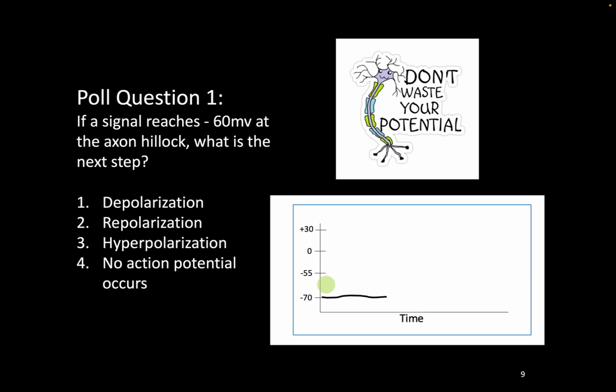Okay. So even if you didn't know what these meant, you will in a couple of slides, you should say no action potential occurs. If you don't hit threshold, nothing occurs. That neuron is just remaining at rest.